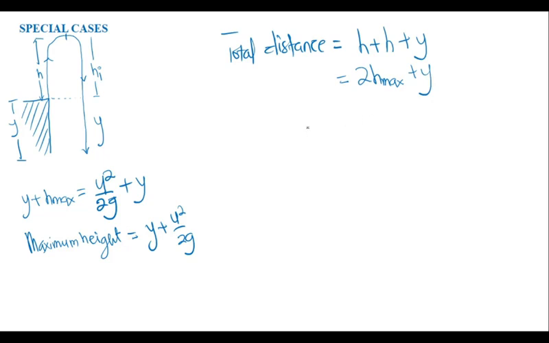But then we are saying that the maximum height is u squared divided by 2g. So if we substitute that over here, we get 2 into bracket u squared over 2g, plus y. This will cancel out, and the total distance for special cases on a cliff or on a tower or anything will be u squared over gravity plus the height of the cliff y.